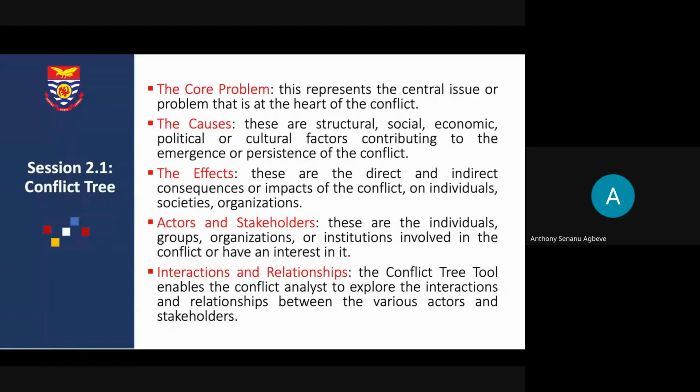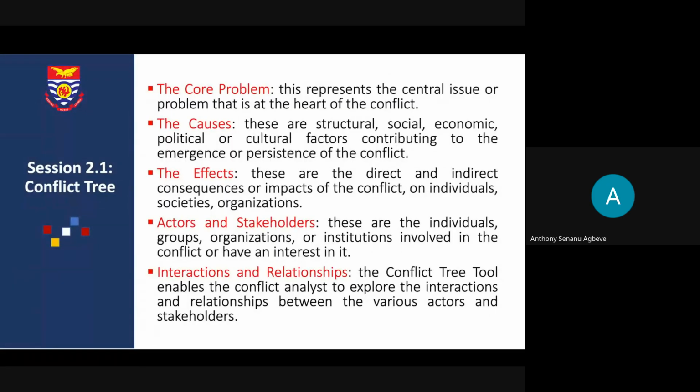And then also when you are using the conflict tree, what you also have to pay attention to is that you have to look at the actors and the stakeholders involved, right? Who are the individuals or groups engaging within this conflict? You have to look at the relationship between the actors and the stakeholders. What do the individuals want? What are their needs? What are their fears? What are the individuals saying they want, right?